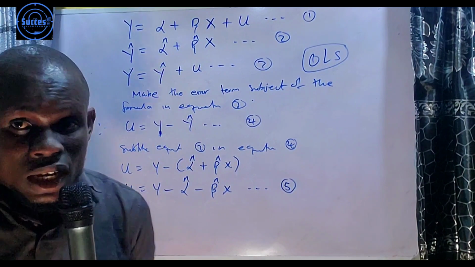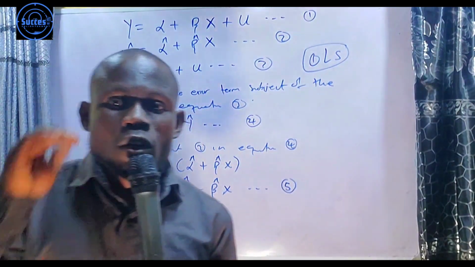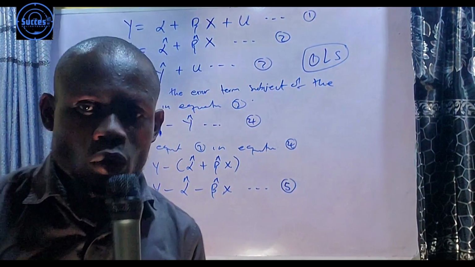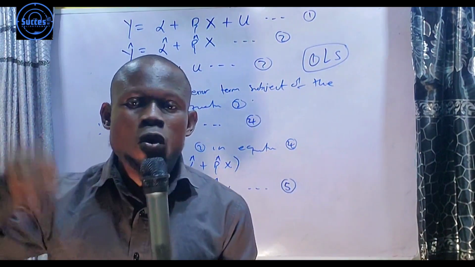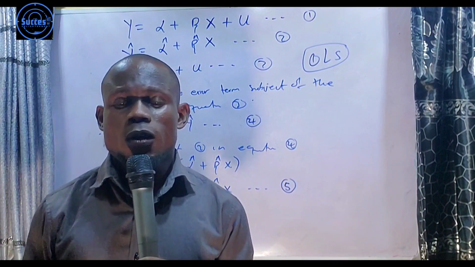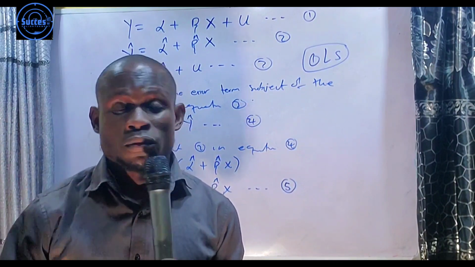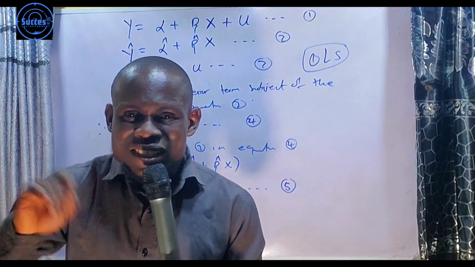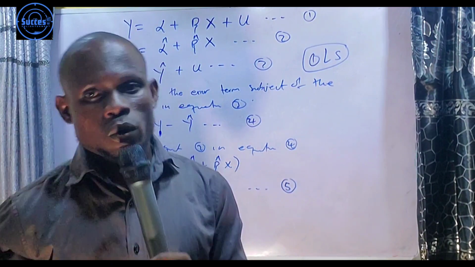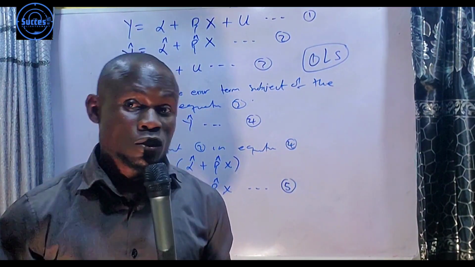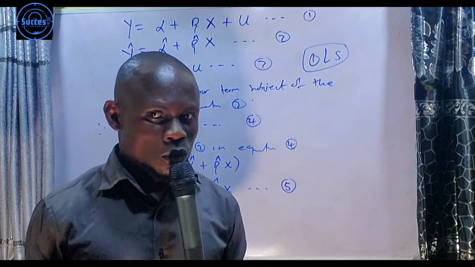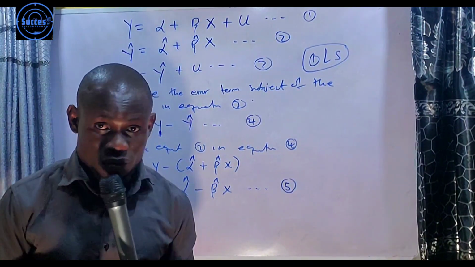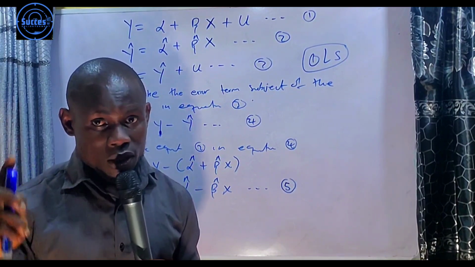So from here, all you have to do is the ordinary least square, which is to minimize the sum of the square error. First thing you have to find is what really is the sum of the square error. Then when you find the sum of the square error, you can then minimize it. So let's quickly get back to it and find our sum of square error.